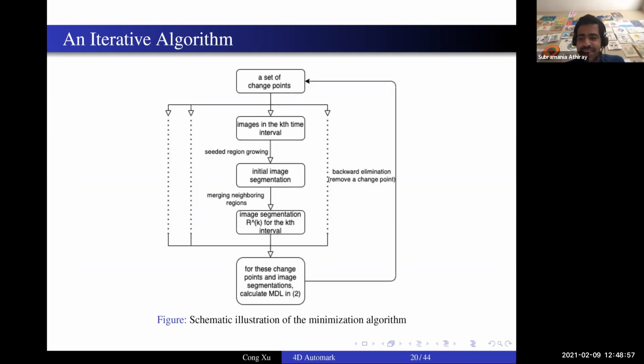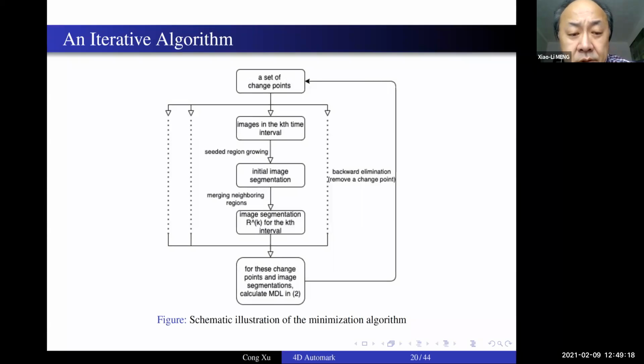Thank you. Yeah, so it's an iterative algorithm. So for the whole procedure, we maybe add a change point, get a corresponding MDL, add another change point, get an MDL. So for the whole procedure, we have a sequence of models with their corresponding MDLs, and we just pick the one with the smallest MDL.